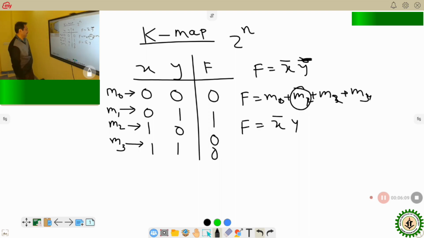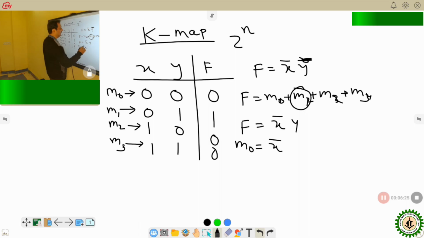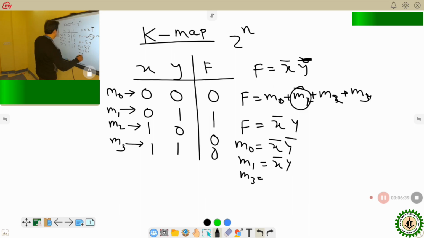Okay. Now, so this is M0 position, M1 position, M2 position, and this is M0 position. So for a two variable Boolean function, M0 is always X bar Y bar, M1 is always X bar Y, M2 is always X Y bar, and M3 is always X Y for two variables.